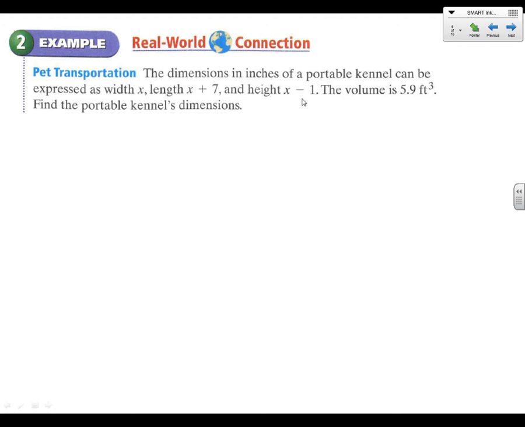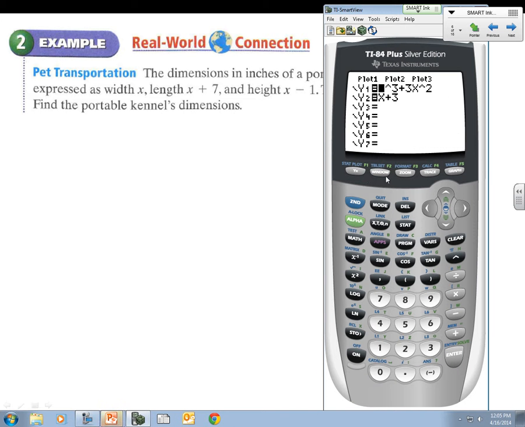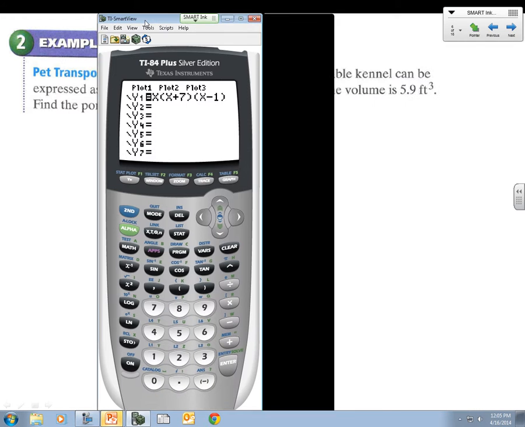All right, let's do the same thing here. The length, the width, and the height of a portable kennel are given. When is that going to equal 5.9? So let's go back to our graphing calculator. We'll do it again. And I'm going to clear this off and set this up. So the volume is the length times the width times the height. Width is x. Length is x plus 7. Height is x minus 1. And we want to set that equal to 5.9.